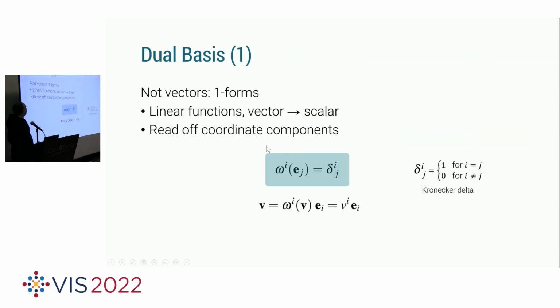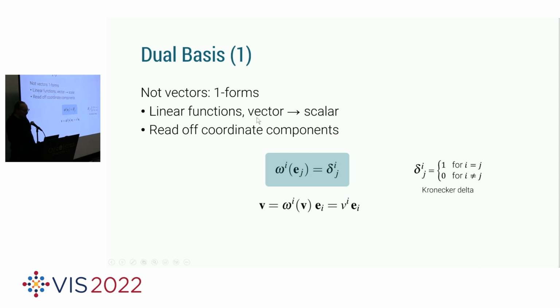Okay, so for further considerations, we'll now go from the basis that we just looked at to what's called the dual basis. So basically the basis vectors form a vector space. The dual basis forms a dual vector space. But the dual basis is even more than vectors. It's not vectors, it's more functions. So these functions are called one-forms, or an older name is covectors.